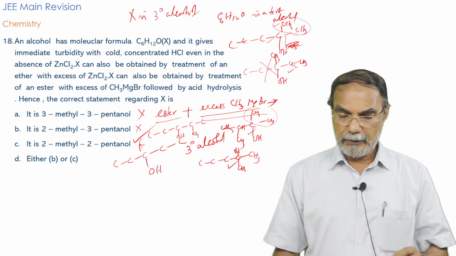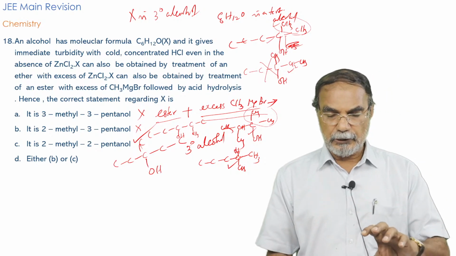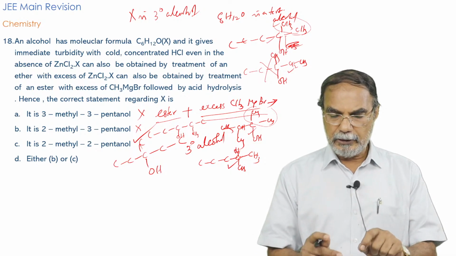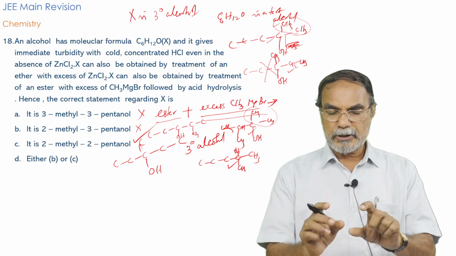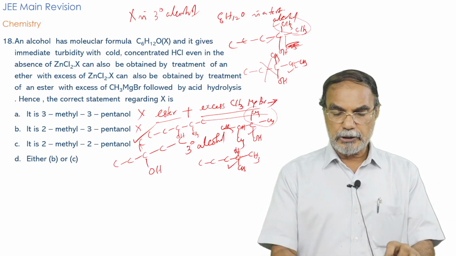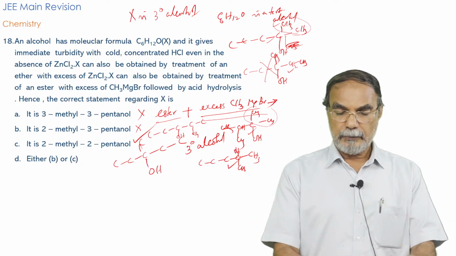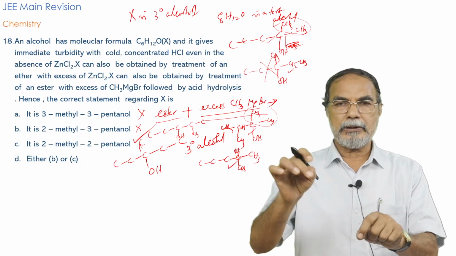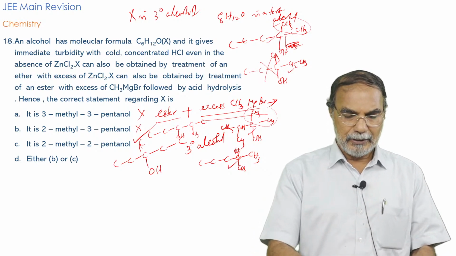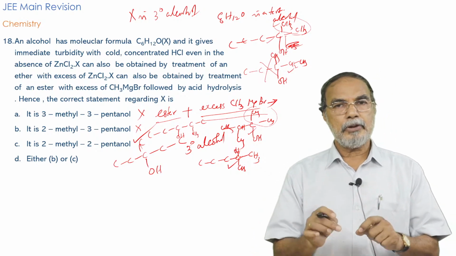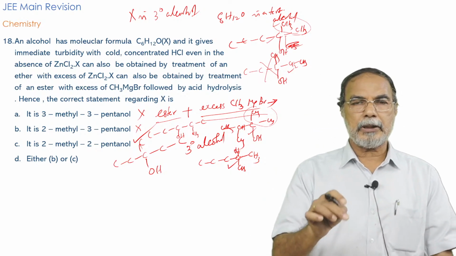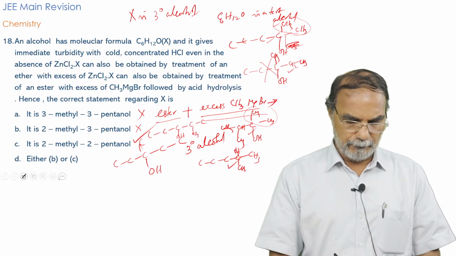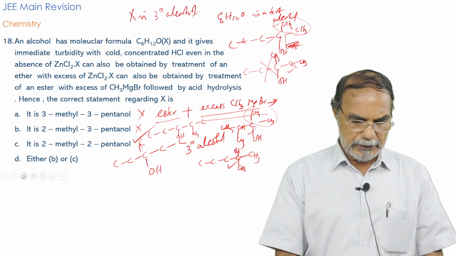It is 2-methyl 2-pentanol. So enough clue is given to decide which is the compound. The important thing is that at the COH group there must be 2 methyl groups because the compound is obtained by reaction with excess of methyl magnesium. So that's a clue that the carbon carrying the OH group has 2 methyl groups. So check the 3 options for which one contains 2 methyl groups on the carbon carrying the OH group. That's the correct option, and we find that it is 2-methyl 2-pentanol. Not at all a difficult question. It's a very simple question.